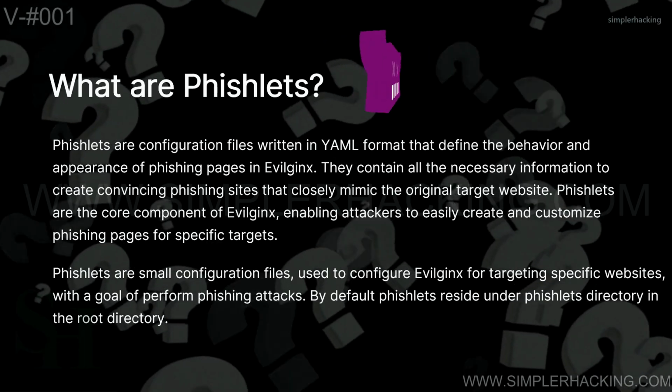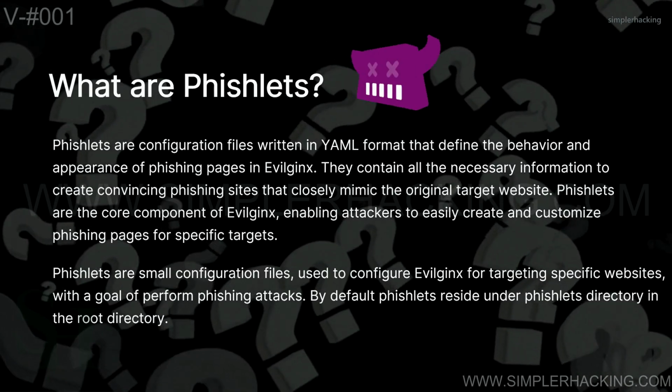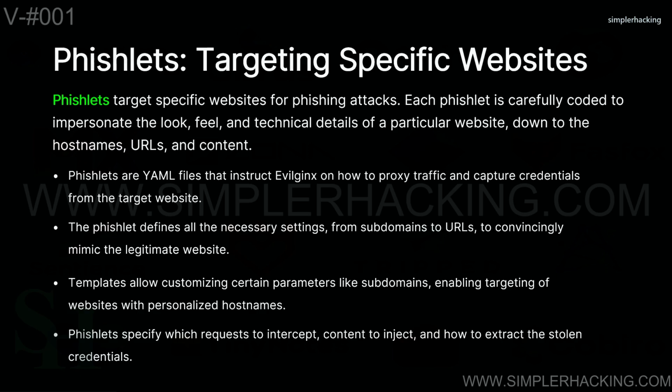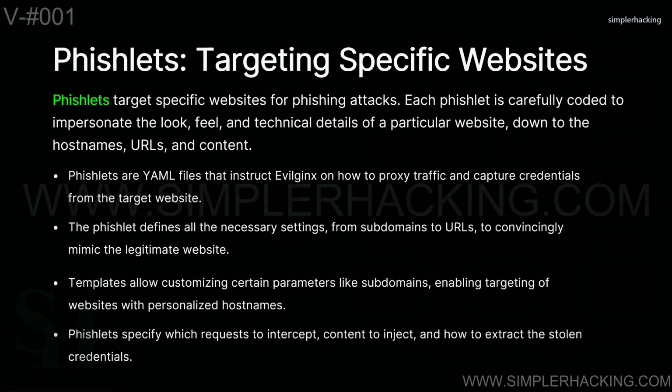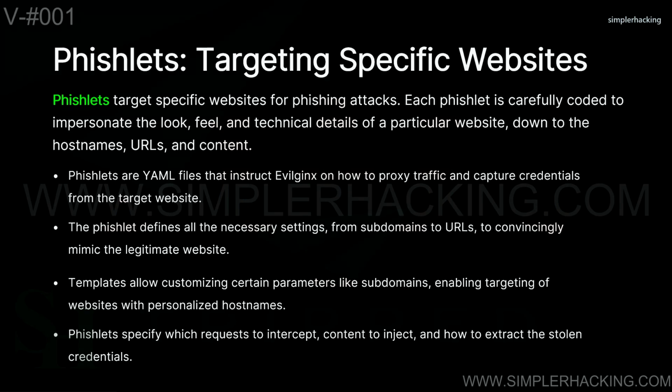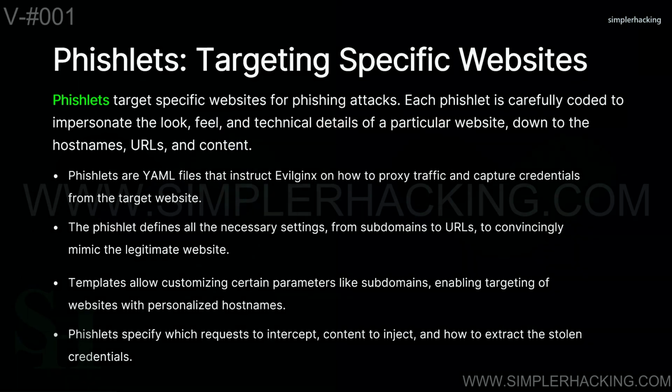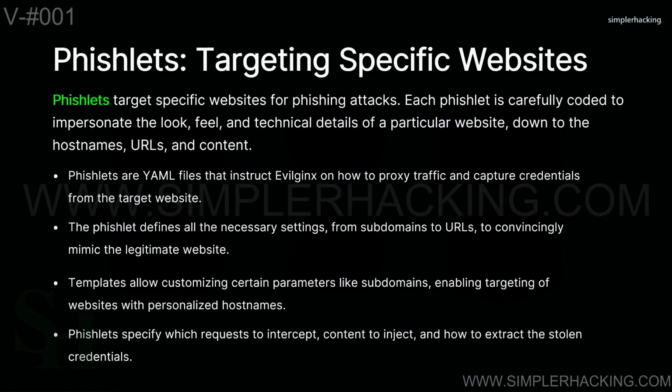By default, phishlets reside under the phishlets directory in the root directory. Phishlets target specific websites for phishing attacks. Each phishlet is carefully coded to impersonate the look, feel, and technical details of a particular website, down to the host names, URLs, and content. The phishlet defines all the necessary settings, from subdomains to URLs, to mimic the legitimate website. Templates allow customizing certain parameters like subdomains, enabling targeting of websites with personalized host names.